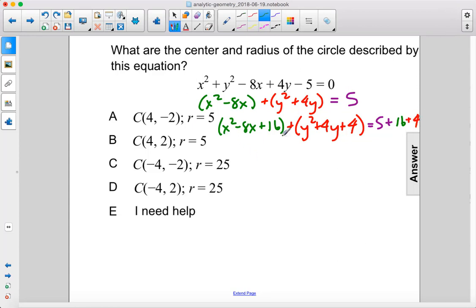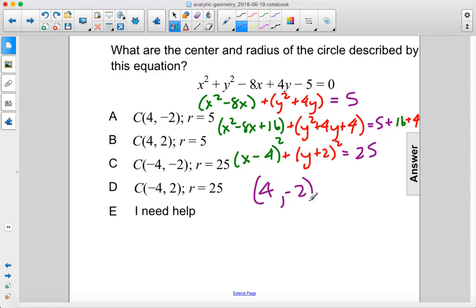All right, so this can be simplified to x minus 4 squared plus y plus 2 squared equal to 25. All right, so we have an h value of 4, k value of negative 2, and the radius of 5. So that is 4, negative 2, 5. The answer is A.